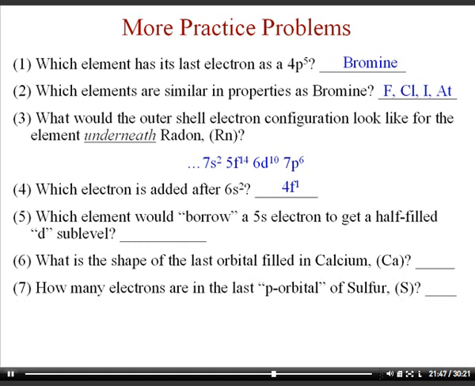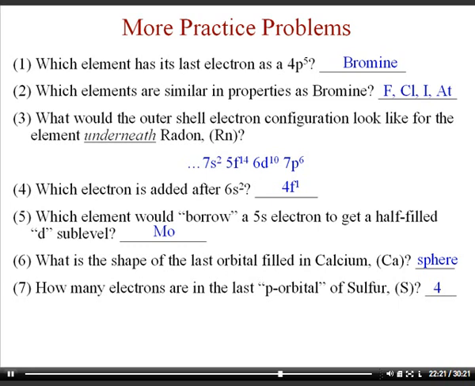Well, we look on the periodic table and figure out which element used to be 4p4, and then it borrows an electron to become 4p5, and this happens to be the element Mo, which is molybdenum. Number 6, it says, what's the shape of the last orbital for calcium? Well, calcium's in the s block, so it would be a sphere. And how many electrons are in the last p orbital of sulfur? Sulfur is the 4th element over in the block called p. So sulfur would have 4 electrons in the p orbital.